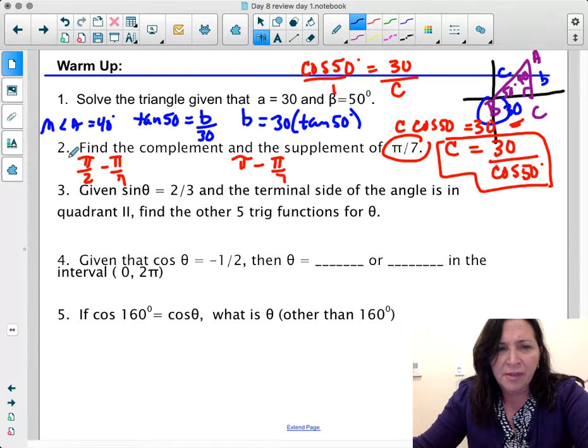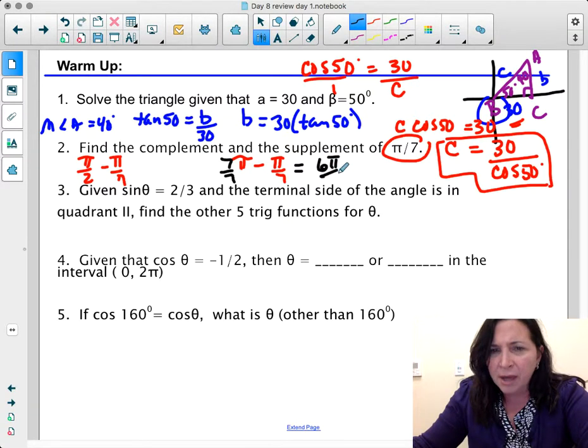So just to simplify these, for this one, I'm just going to multiply this by 7/7. So my supplement will be 6 pi over 7.